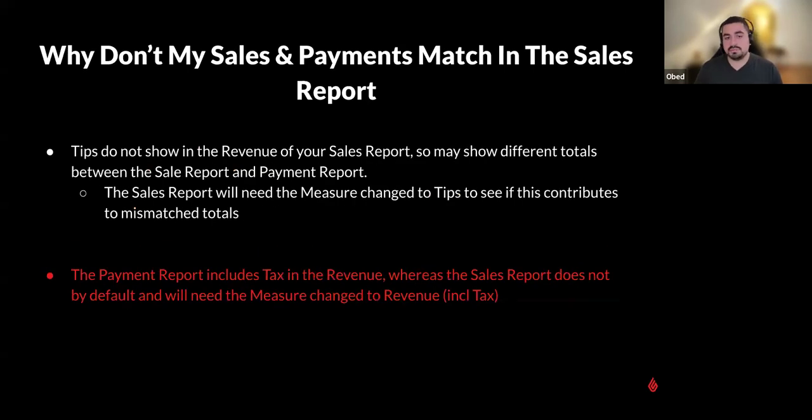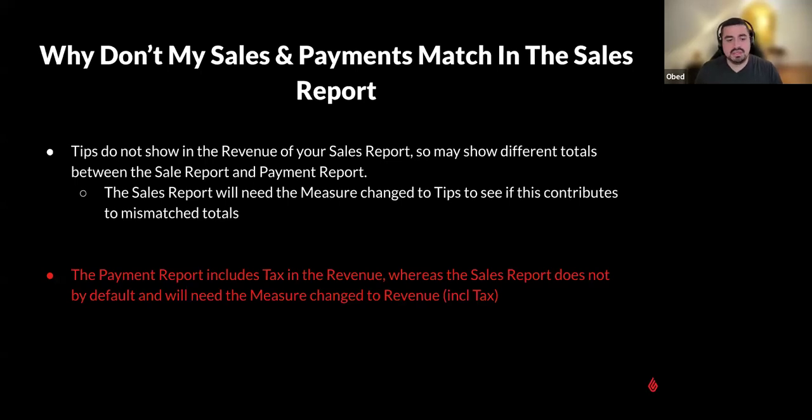Another reason why you might see a discrepancy is when it comes to tips. Tips do not show automatically on the revenue of your sales report, so you might see different totals between the sales report and the payment report. If you did want to include the tips, we do have a measure for tips specifically. So if you notice discrepancies and you do take tips in your store, it's a good idea to go into the sales report and change that measure and see if the discrepancies match what that report is showing you.